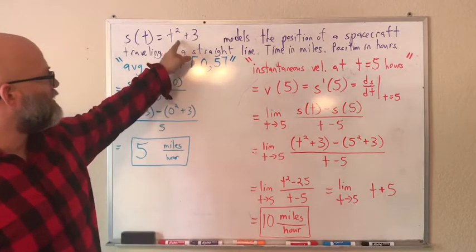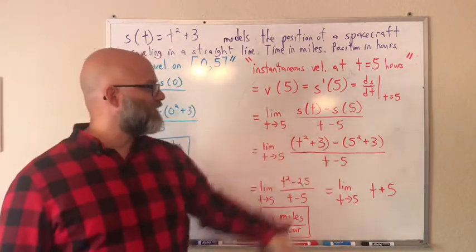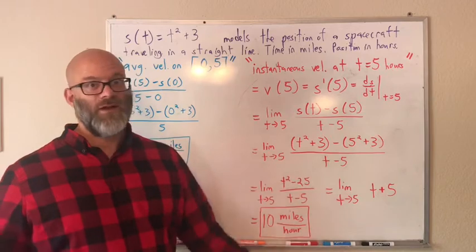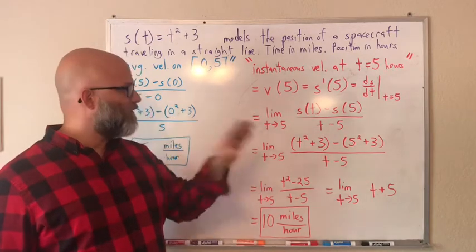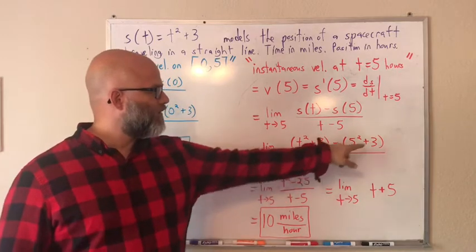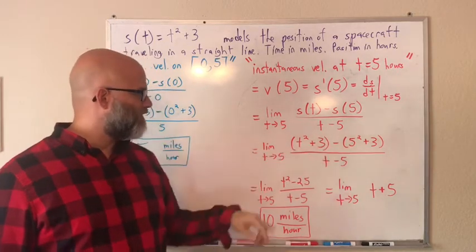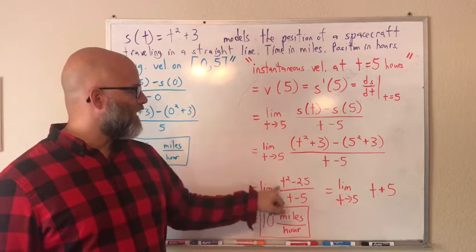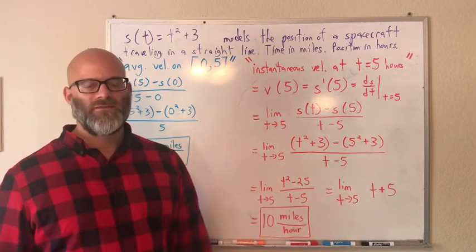What's s of 5 mean? It means stick 5 into the s function. And just leave t minus 5 as t minus 5. At first you're like, I don't know how this is going to work out. Well, here's what it works out to: 3 minus 3, and then negative 25. So you get the limit as t approaches 5 of t squared minus 25 over t minus 5.